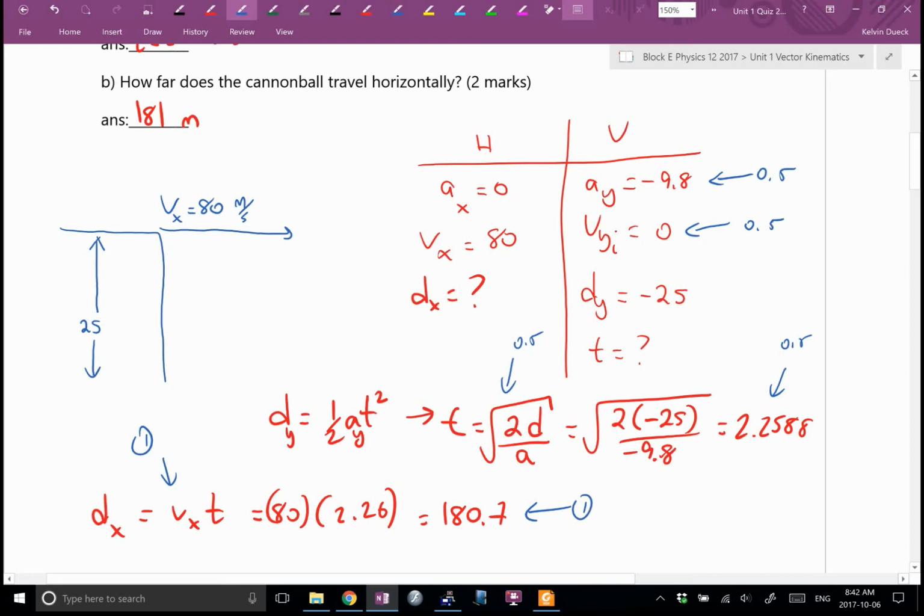How else could I change horizontally from a cliff? Instead of giving you the height and saying find the range, I could give you the range and say find the height. Could do that.